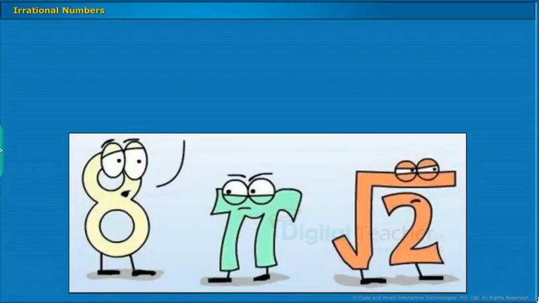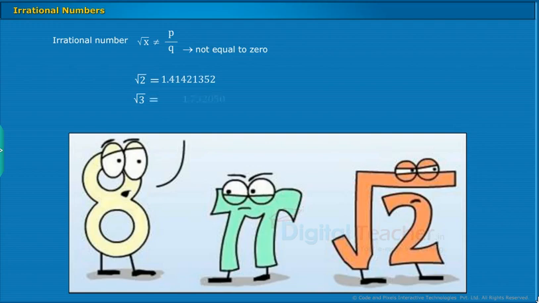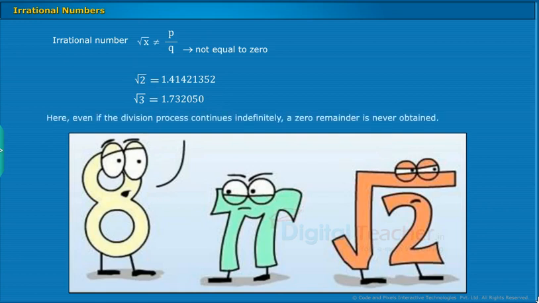Let us have a look at irrational numbers. A number is said to be irrational if and only if the number can't be written in the form of p by q, where p and q are integers and q not equal to 0. These are the numbers which express a fraction as a decimal by the division method. Here, even if the division process continues indefinitely, a zero remainder is never obtained. These decimals never repeat and never terminate.